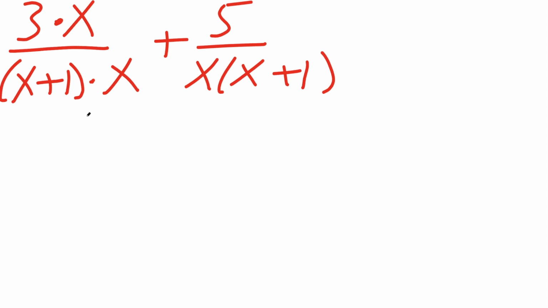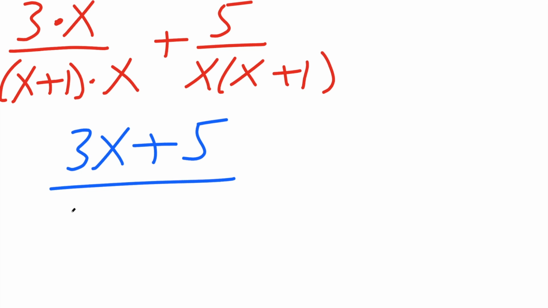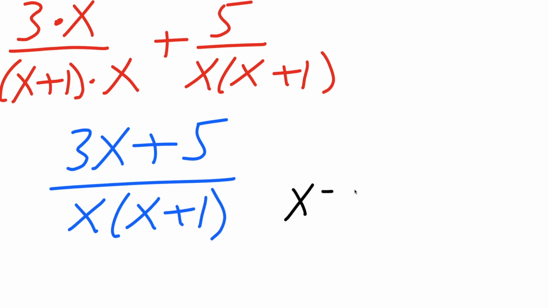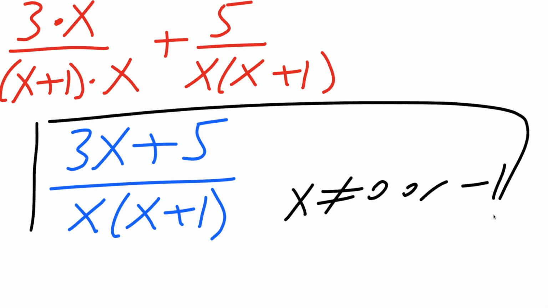At this point, we have a common denominator, so now we can just add the numerators. So we have 3x plus 5, so let's write this down: 3x plus 5 divided by our common denominator, which is x(x plus 1). And it's a good idea to write some restrictions. We know that x cannot equal 0 or negative 1. If you did have 0, you'd have something divided by 0. Likewise, with negative 1, plus 1 is 0, and you'd have something divided by 0. So this right here is our final answer.